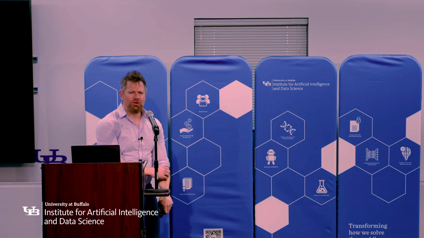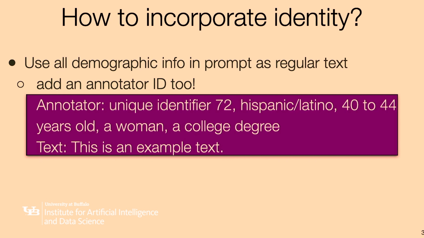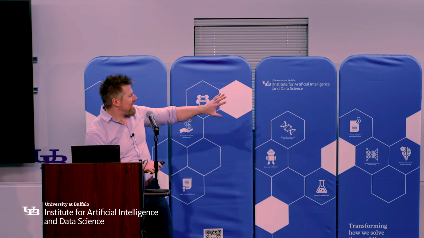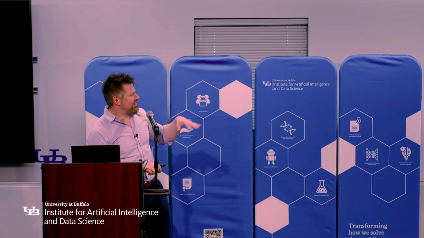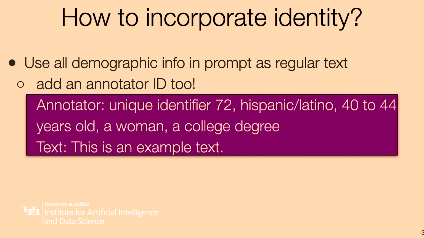And here we're going to try to incorporate identity in a specific way. We're going to show the person's identity as regular text, like in the previous example, but we're also going to add in an annotator ID. I'll talk about why that's important in a second. So here we might say, here's our prompt. Annotator, there'll be a unique identifier for the annotator. We'll say this person is Hispanic Latino, they're 40 to 44 years old, a woman, and they have a college degree.